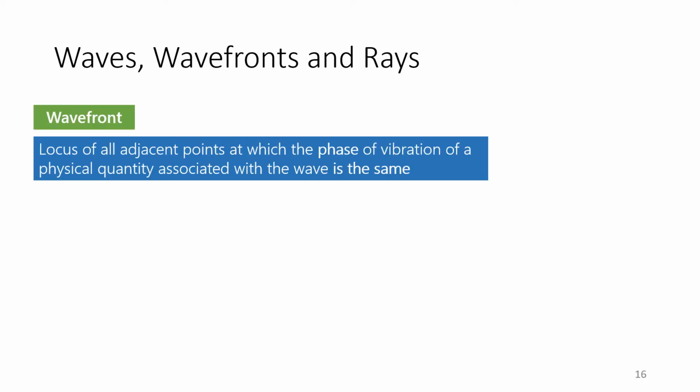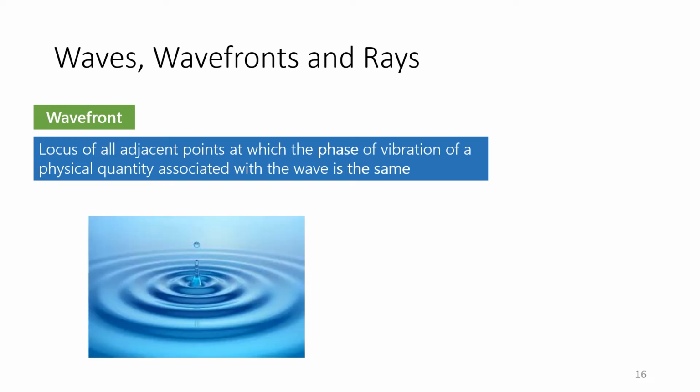As we were just introduced to EM theory a couple of lessons ago, our focus is on understanding how light is propagated as a wave. The word wavefront was thrown around a couple of times in EM waves as the leading edge of a wave, but it was never explicitly defined. More generally, the wavefront is defined as the locus, or the collection of all adjacent points, at which the phase of vibration of a physical quantity associated with the wave is the same.